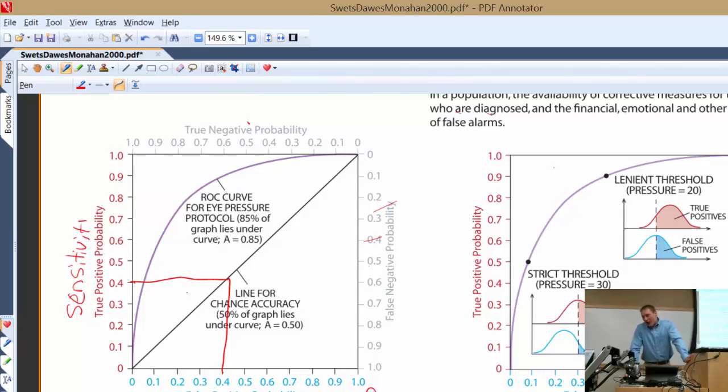There are other probabilities too that one has to worry about. We're focusing on sensitivity and specificity, but there are other things called a positive predictive value and a negative predictive value.